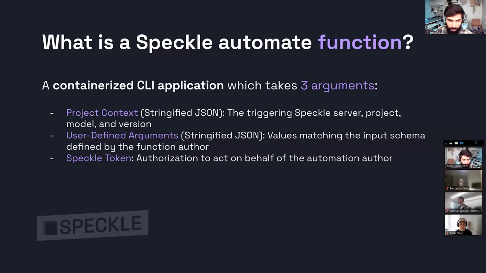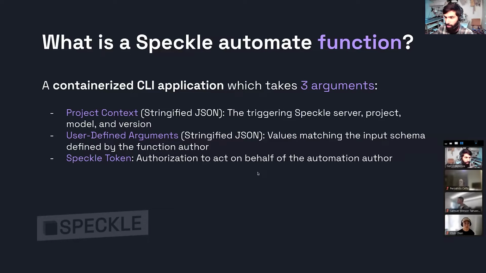And the third argument is important for the function to be authorized to act on this data. It gets a Speckle token that allows it to act on behalf of the automation author in the project context. So it will be able to read the project data, it will be able to create new project data, and it will be able to attach metadata to pre-existing objects or create arbitrary reports and PDFs and send them back to the Speckle server.